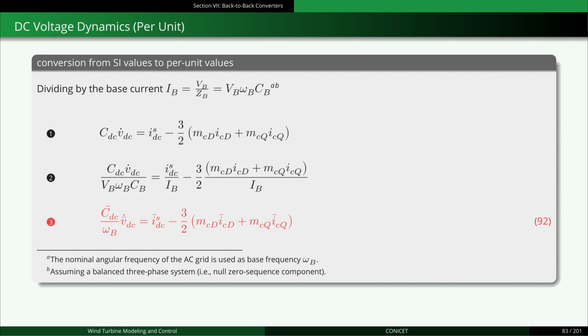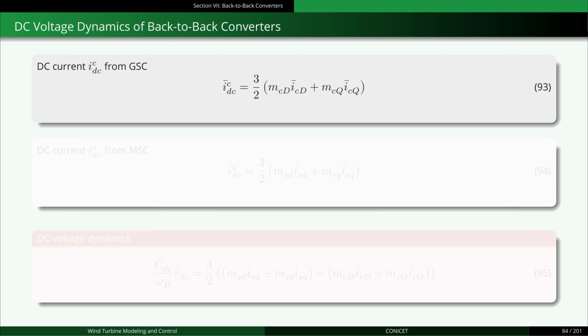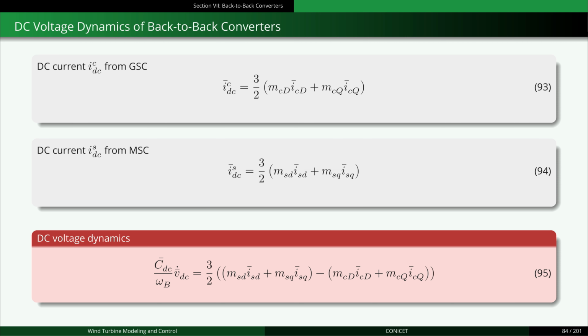In equation 92, the current IDCS coming from the machine-side converter still needs to be determined. Two currents affect the DC voltage equilibrium. One current, denoted as IDCC, is the DC current extracted by the grid-side converter. The other, IDCS, is supplied by the machine-side converter. Finally, equation 95 represents the complete dynamics of the DC voltage.